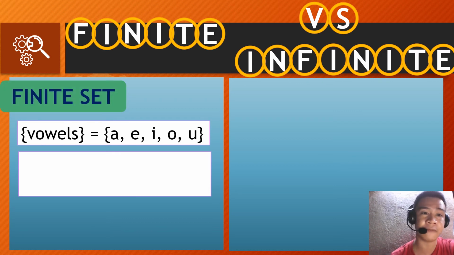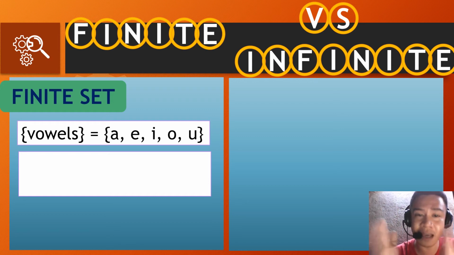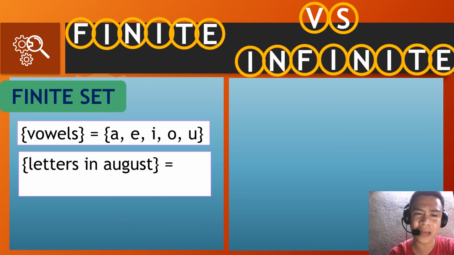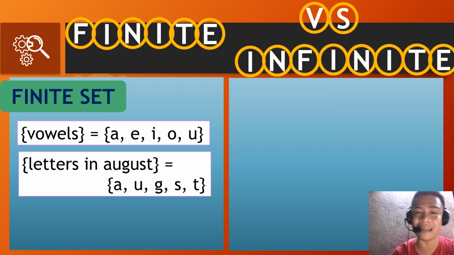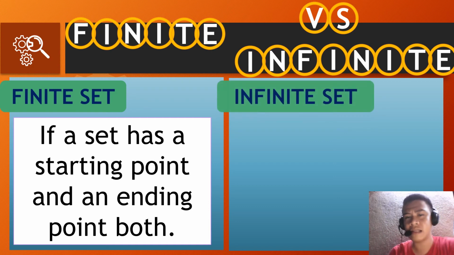Examples of finite sets are the set of vowels, which is the set of elements A, E, I, O, U. So, merong specific and limited number lamang. Okay, another example, we have letters in August. That is A, U, G, S, and T. Therefore, we can say that a finite set is a set that has both a starting point and an ending point. Merong simula at merong hangganan. That is finite set. How about infinite set?